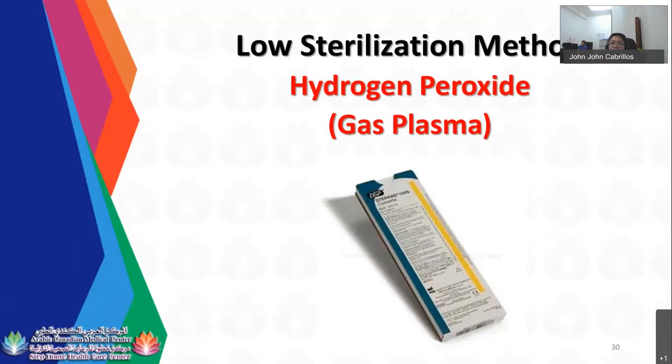This indicator will turn to red. Sometimes it is white or yellow. It will turn to red if there is leakage. You need to check before opening this box or package if there is leakage, dampness, or wetness. You cannot open it. You need to discard it immediately. It means that there is leakage of hydrogen peroxide inside.